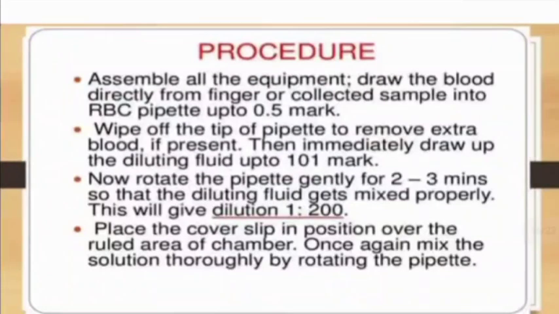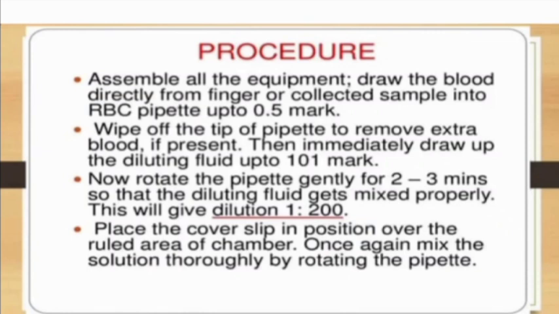What is the procedure to count the total RBC count? So let's start. Assemble all the equipment. Draw the blood directly from the finger or a collected sample into the RBC pipette up to the 0.5 mark. Wipe the tip of the pipette to remove extra blood if present. Then immediately draw the dilution fluid up to the 101 mark. Now rotate the pipette gently for 2 to 3 minutes so that the dilution fluid gets mixed properly. This will give a dilution of 1:200.